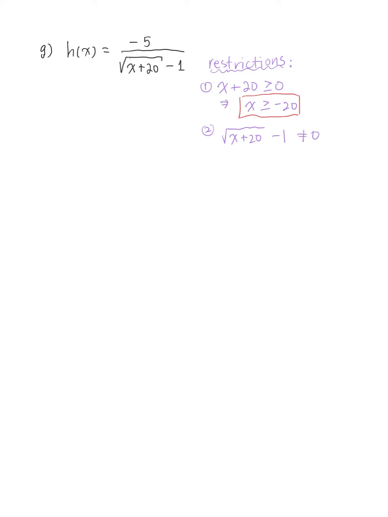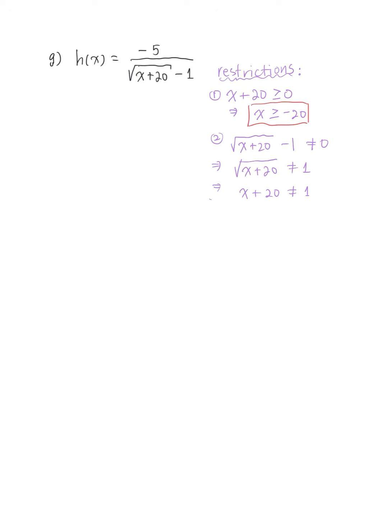Now, adding 1 to both sides, then what we're going to get is square root of x plus 20 cannot equal 1. Now, let's square both sides to get rid of that square root. So here you're going to have x plus 20 cannot equal 1 squared, which is still going to be 1. Now, let's subtract 20 from both sides to get x cannot be, what's 1 minus 20? Negative 19. All right, I think we got this. Okay, now let's just draw the number line.